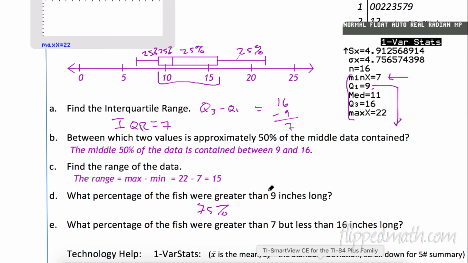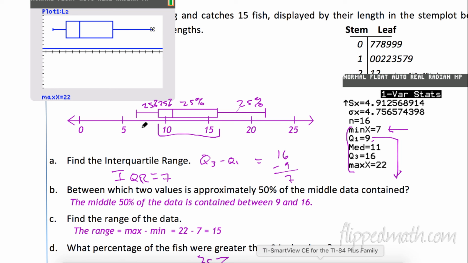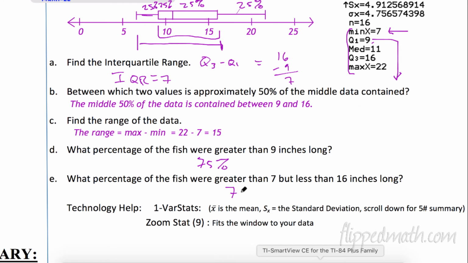What percentage of the fish were greater than 7 but less than 16? So that's like greater than 7. Here is 7. So we want from here but less than 16. That is 25 and 25 and 25. That is another 75%. Okay, so now that we know these values, we can look at the box plot, figure it all out.